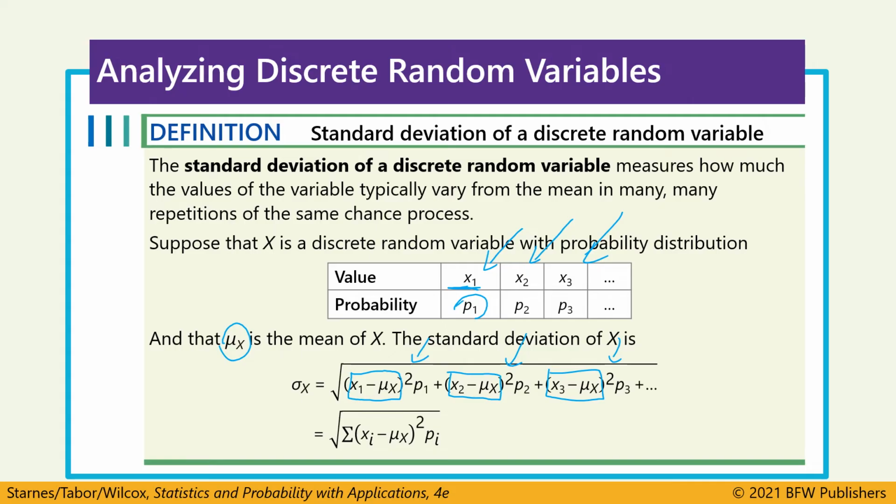And as a last step, we multiply those probabilities. So an entire thing, x1 minus the mean squared, times the probability for that value. Then we move on to the next one, x2 minus the mean squared times its probability, on and on. So it is the sum of each x minus the mean squared times the probability.